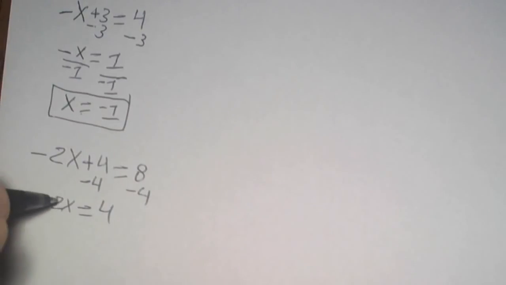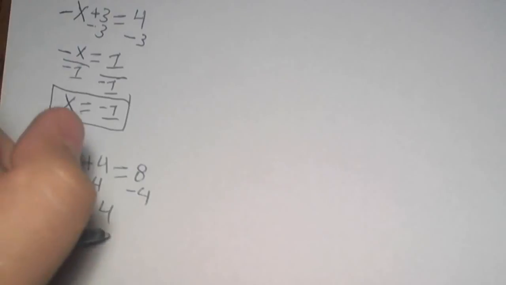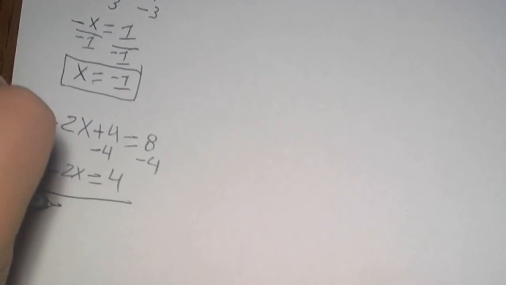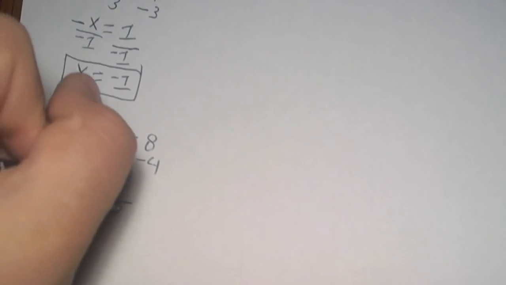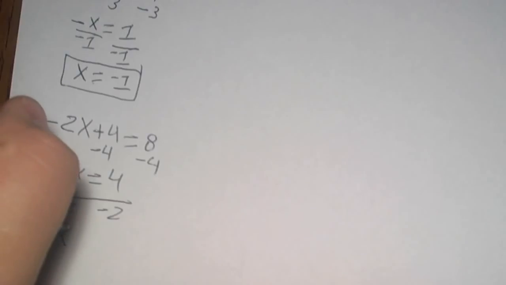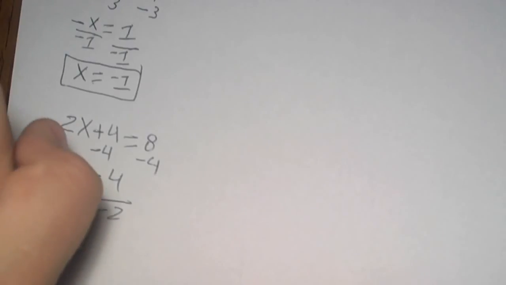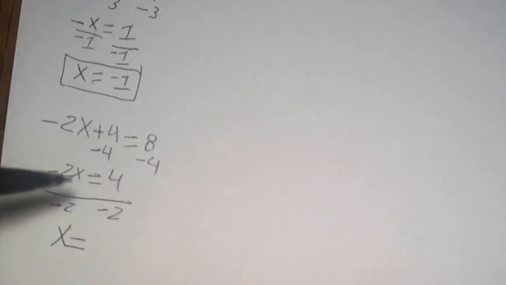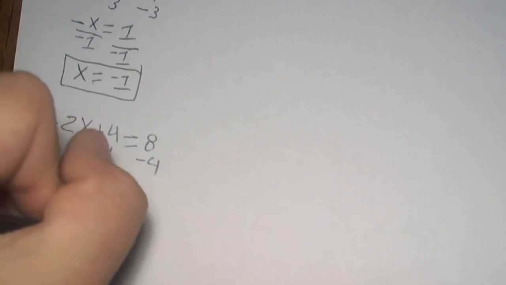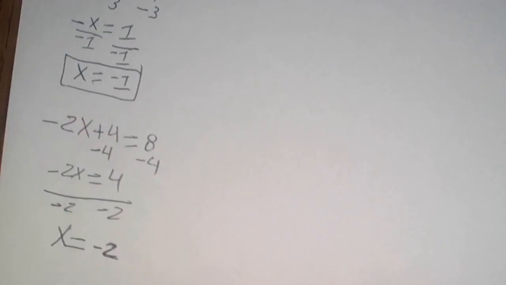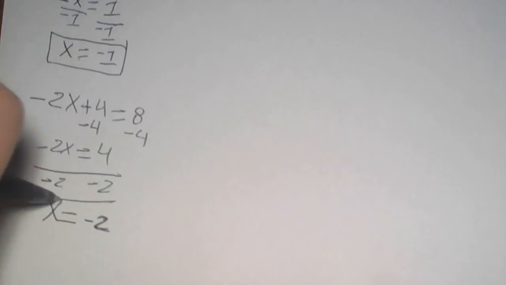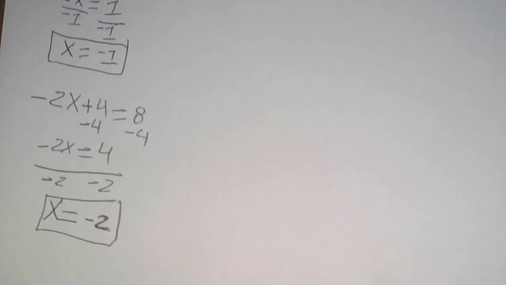And then, so here's what I do. When I have a negative coefficient in front of my x, I divide both sides by negative 2. Now, dividing by negative 2 gets rid of that negative 2, which ultimately just leaves you with x. And then that will automatically switch the signs around, so this is negative 2. So it's really simple, and then this would be your answer.